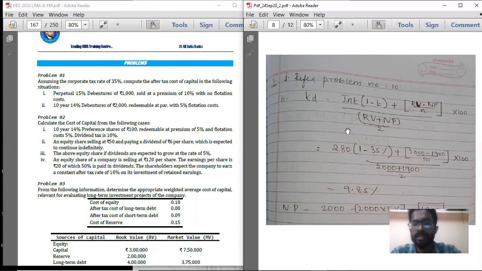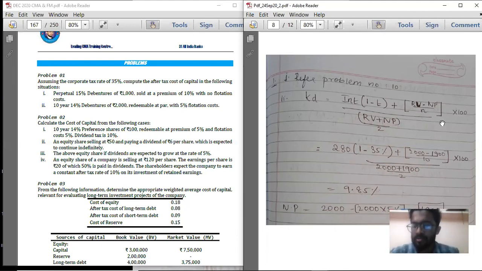1000 into 110%, because it is sold at a premium of 10%. So NP is equal to 1000 into 110% is equal to 1100. Now come to the formula. Come to the solution. 150 within bracket 1 minus 0.35 divided by 1100 into 100. So calculate it. 150 into 0.65 divided by 1100 into 100. You are getting 8.86.